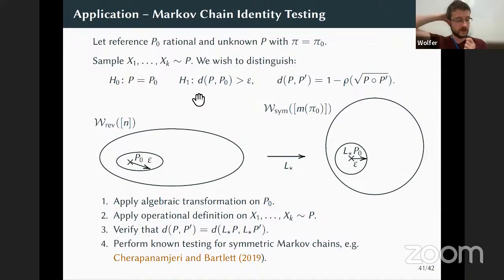Because we see that using very basic operations, you can always transform a reversible chain into a symmetric one in two different ways. You can do it algebraically by changing the stochastic matrix into a new one, but you can also do it operationally. You can map the observations that you have, and you can construct a new chain from this. So it allows us to extend, for instance, results for symmetric chains to reversible chains.